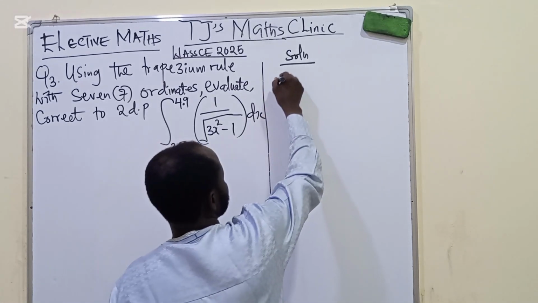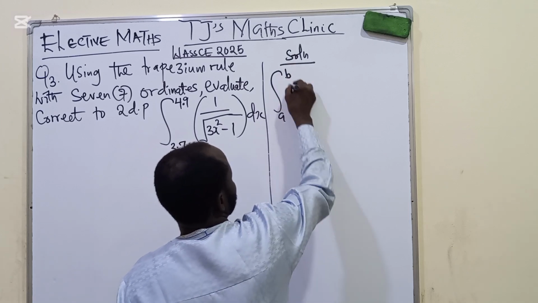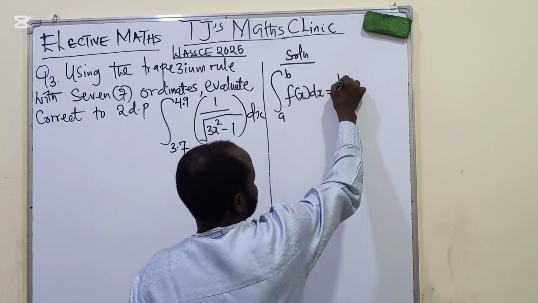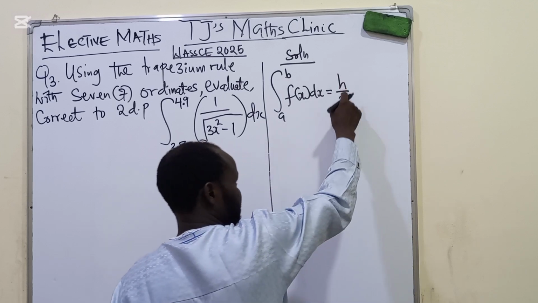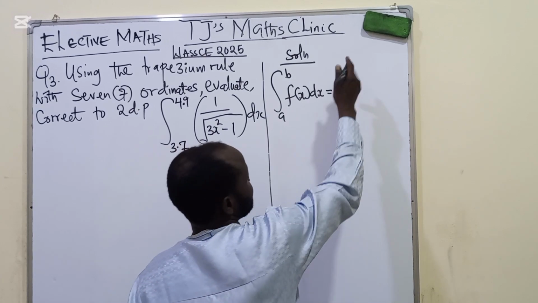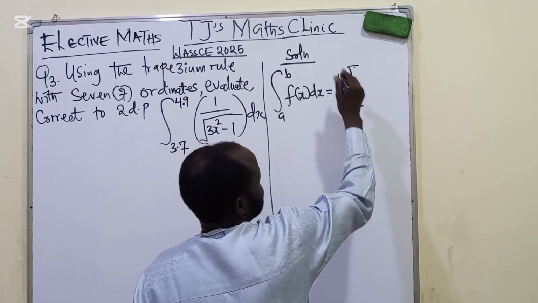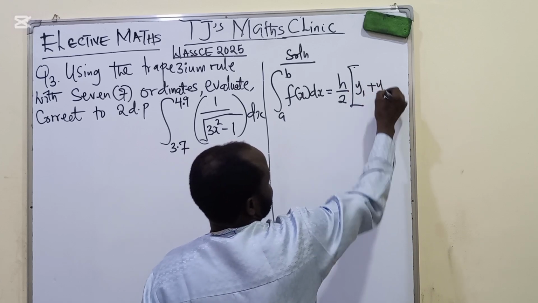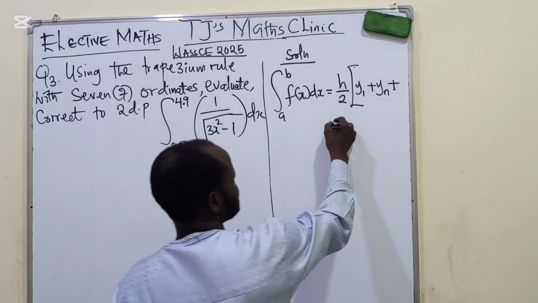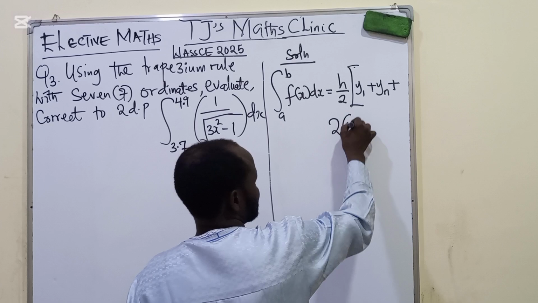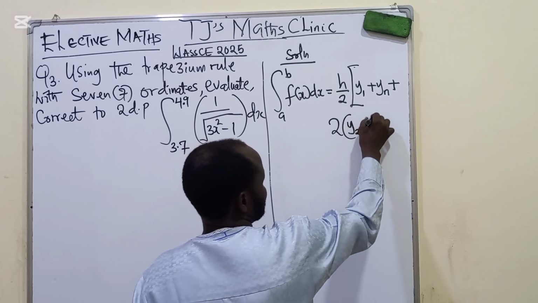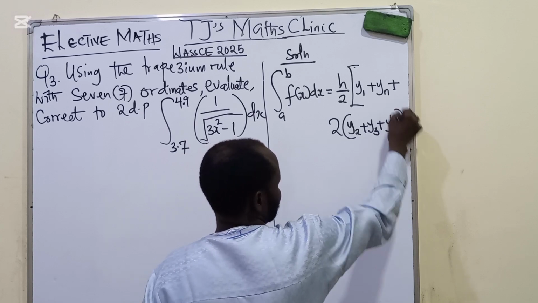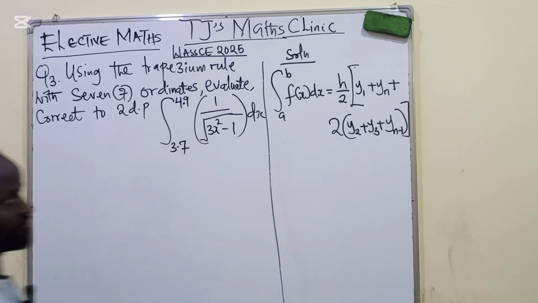The formula gives us the integral of f of x from a to b with respect to x equals h divided by 2, where h is the interval, the common difference or the width of each strip, times the square bracket y1 plus yn plus 2 times the bracket y2 plus y3 up to y subscript n minus 1. We close the bracket and the square bracket. So this is the formula we are going to use.